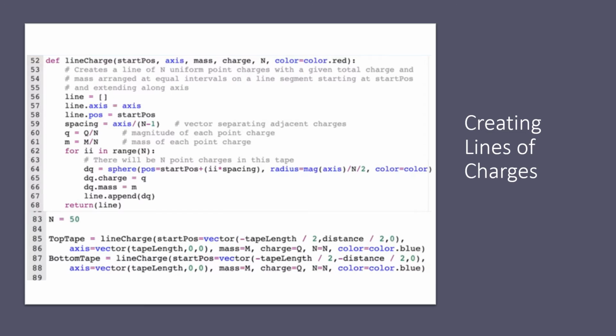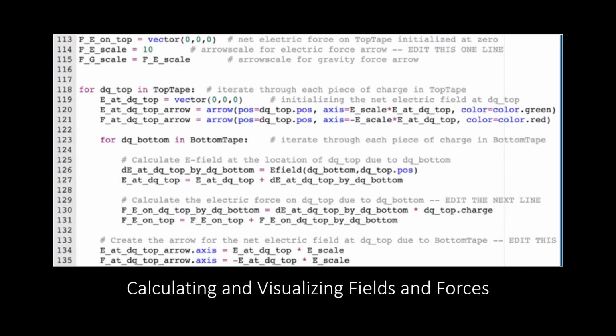The function line charge divides a line into n equal sections, each with the properly scaled charge. These lines are also visualized in the rendering. Now let's calculate and visualize electric fields and forces. For every charge in the top line charge, let's iterate over each charge in the bottom line, summing each electric field for that top charge. Then sum these net fields for each top charge to find the net electric field on the top tape itself. This is best accomplished by nesting 2 for loops and computing net vectors by leveraging vector addition at every step.